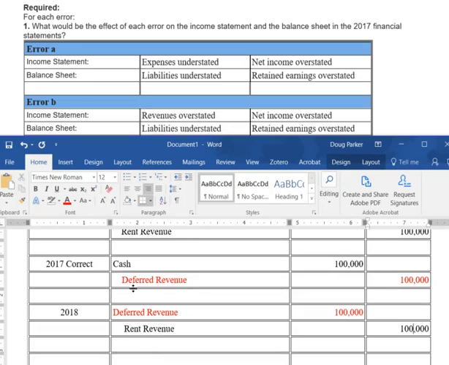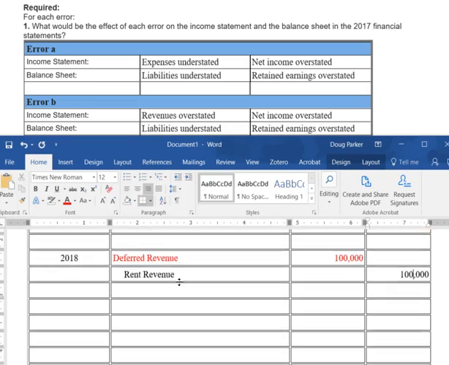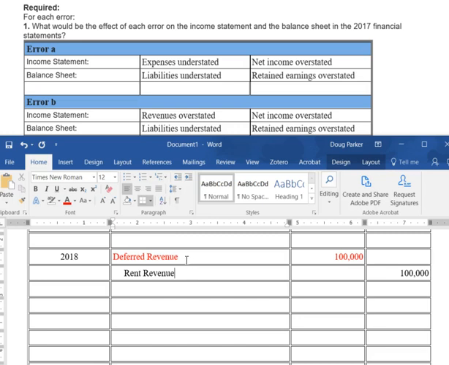Well, in 2018, what you could do is you could go in and hit retained earnings. You could debit retained earnings to fix last year's issue. And then you could credit deferred revenue. And then in the same year, you would need to debit deferred revenue for that 100 to get rid of it because you've earned it. And then you would hit your rent revenue.